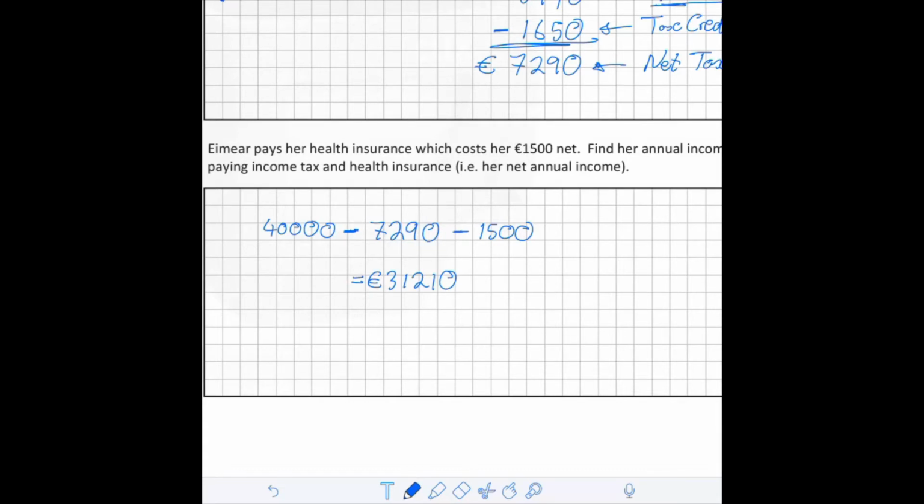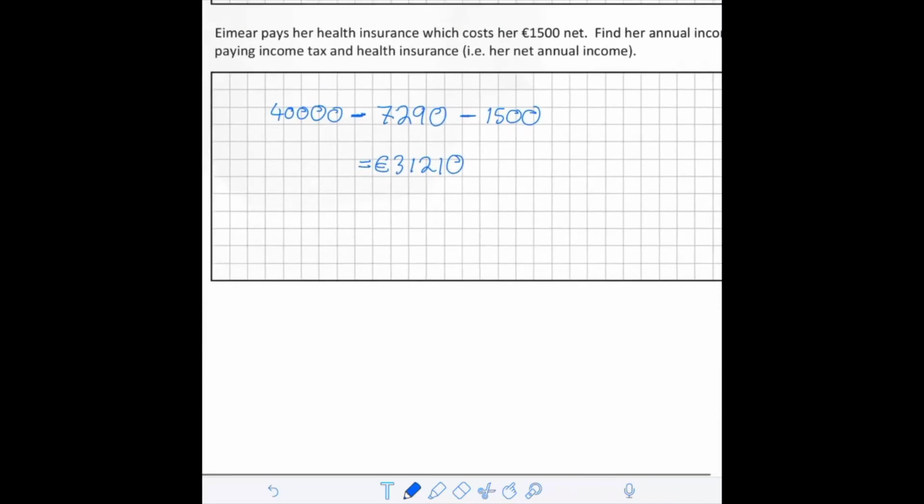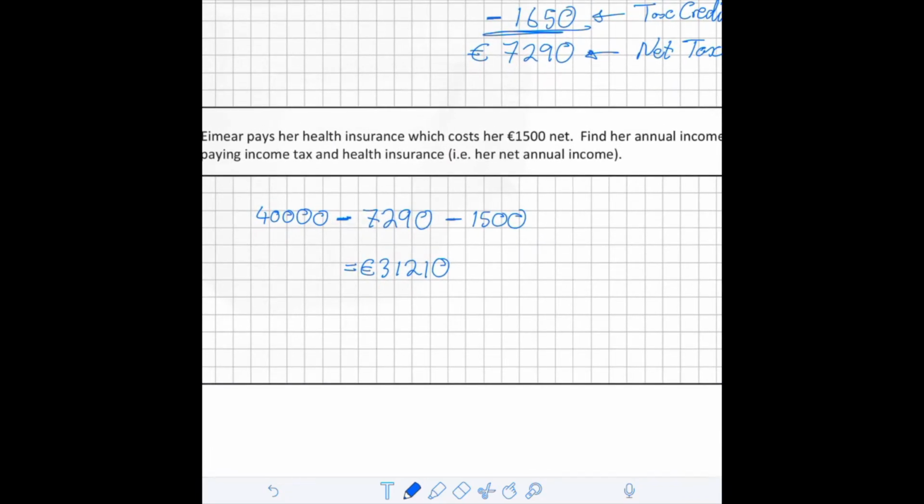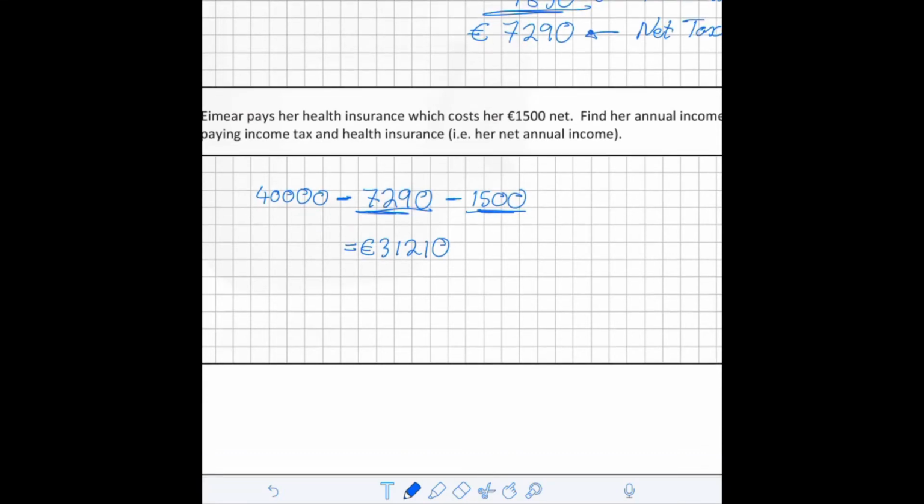Now, this was kind of one of those common sense questions I was talking about earlier. There's no kind of real system to this. You just need to know that because it's a tax, we take it away, and because it's an expense, we take it away. You should kind of just get that.